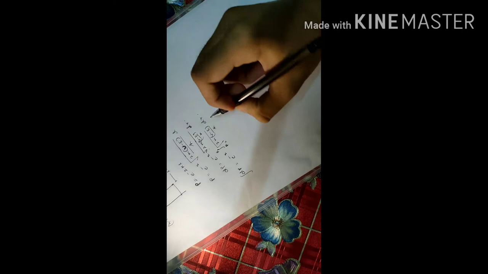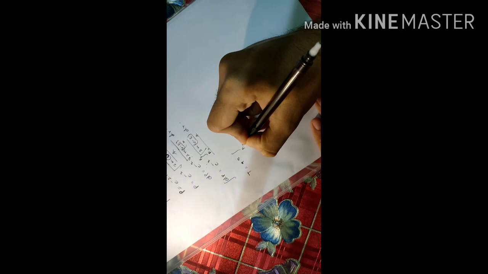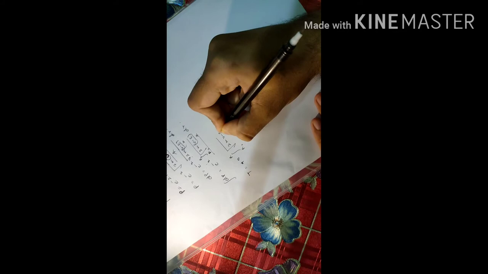Now the main part is to solve this integral. We will assume this part only as T, so T equals the integral from r naught to R of root 2m (V minus E) by h cut dr.